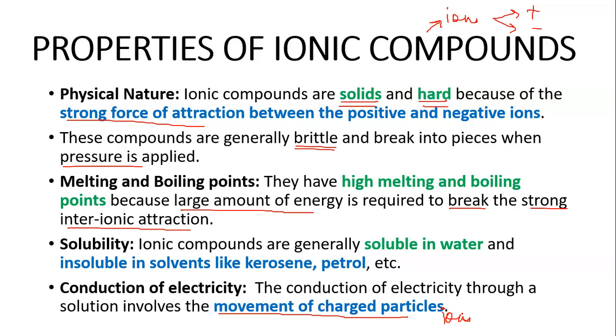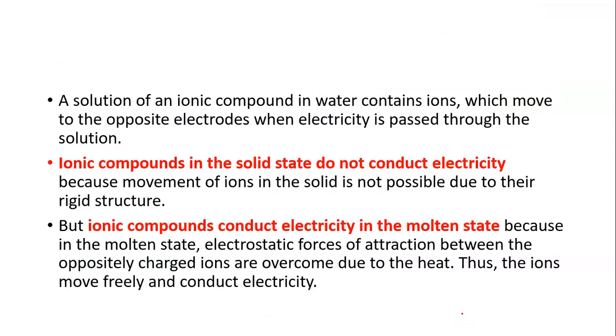But when we melt them, we provide energy to them. By providing energy, the ions start moving freely because their force of attraction is overcome by heat. Now they can move freely, and if the ions are moving, that means electric current is there and there is conduction of electricity. So, a solution of an ionic compound in water.